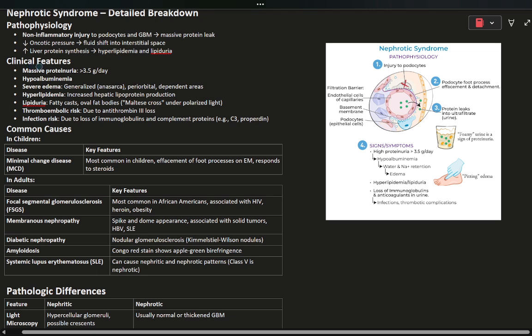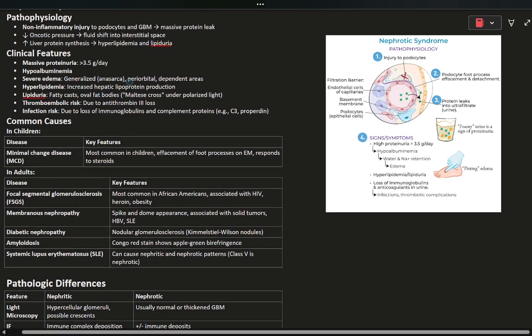Some clinical features are massive proteinuria, as we talked about earlier. Remember, it has to be greater than 3.5 grams per day. There's also going to be hypoalbuminemia and severe edema. It can be generalized edema. It can also be concentrated to the periorbital areas and some other dependent areas.